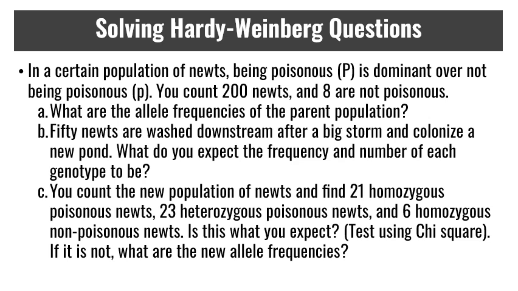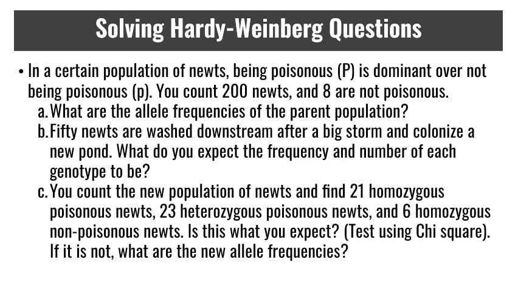If we then break that down into our various comparisons, we realize within this structure, 50 newts are washed downstream after a big storm and colonize a new pond. What do you expect the frequency and number of each genotype to be? Well, I can ply that out. P squared would be 0.64, so 32. Heterozygous would be 0.32 or 16, and homozygous recessive would be 0.04 or 2.